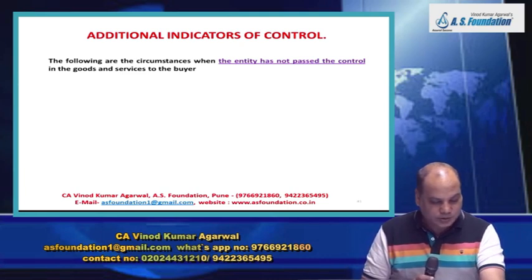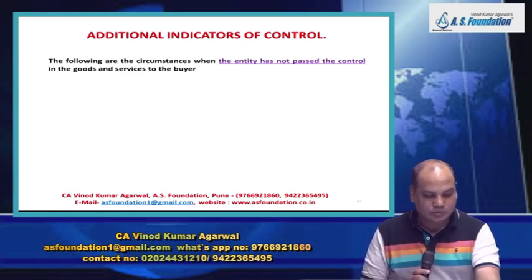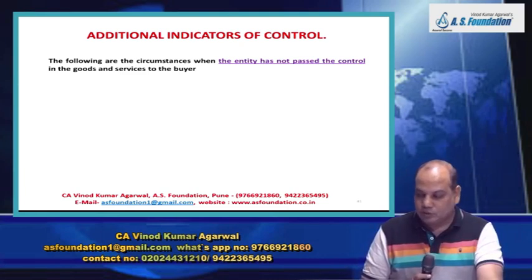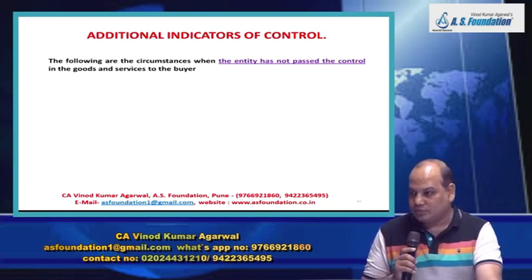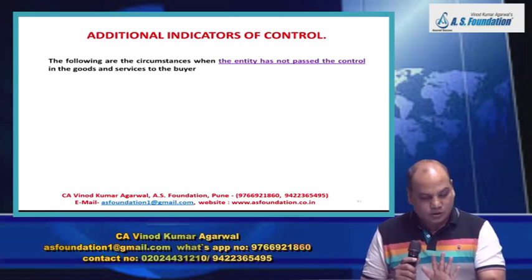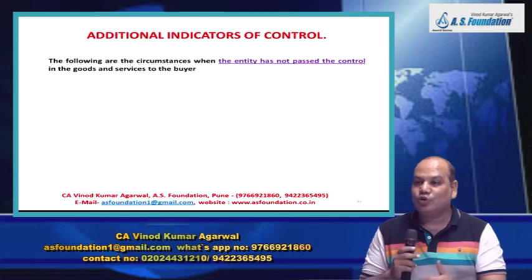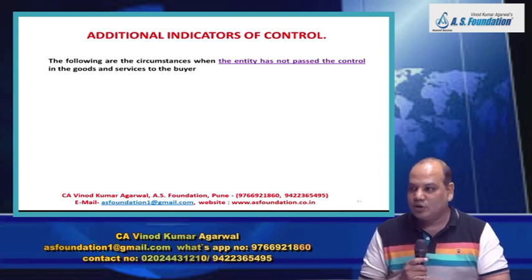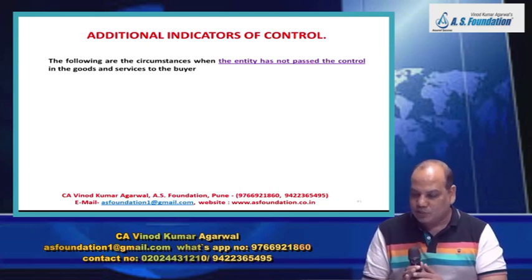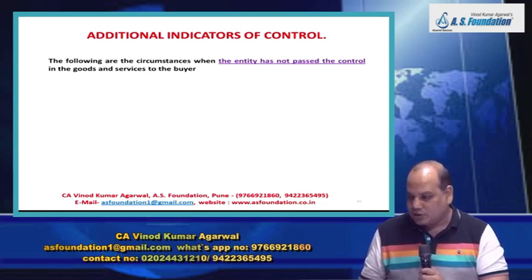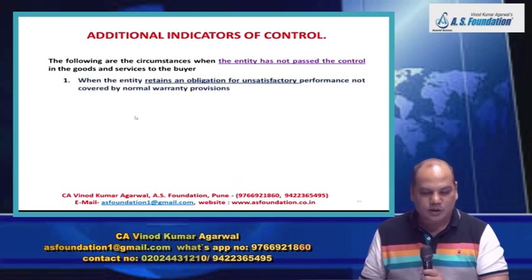There will be some examples now, some situations now, where we will check whether control is transferred or not. So the examples printed here are the examples where control is not transferred. If you come across this situation, revenue will not be recognized. Following are the circumstances when the entity has not passed the control.